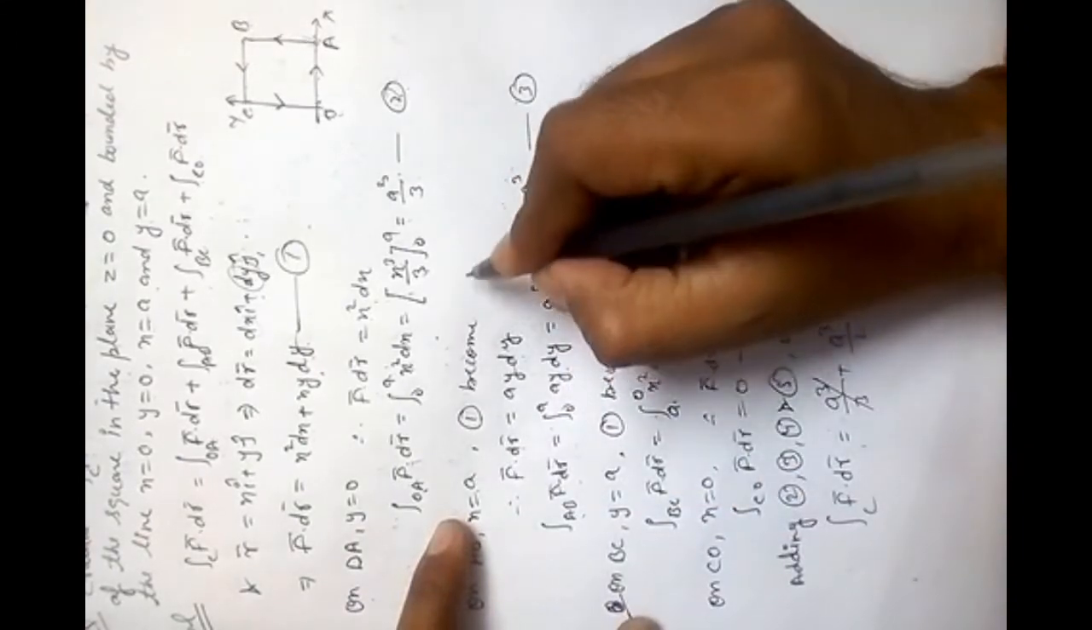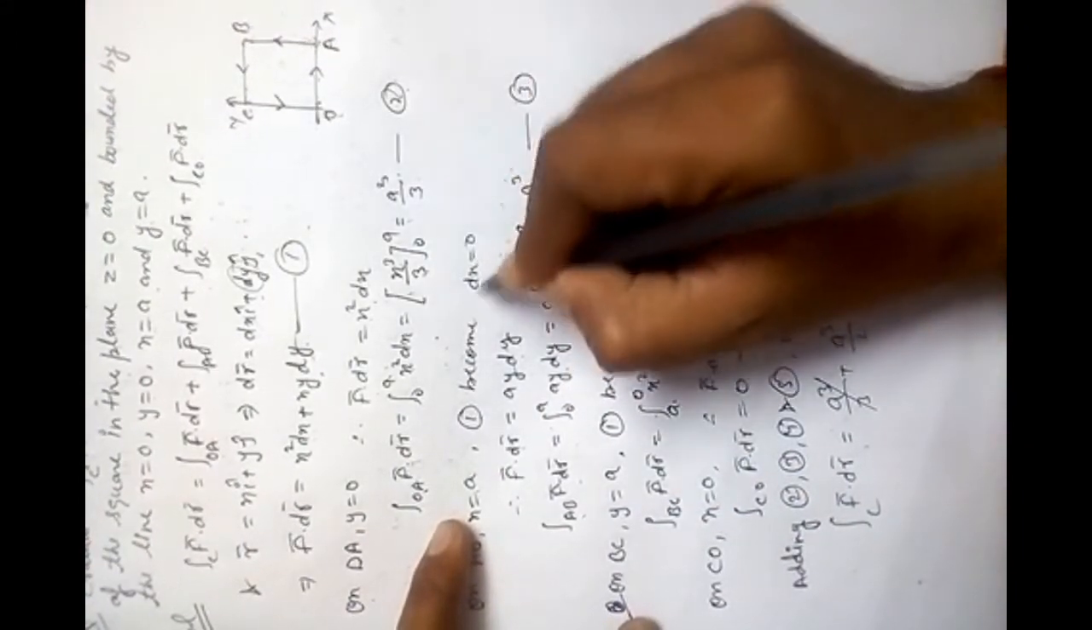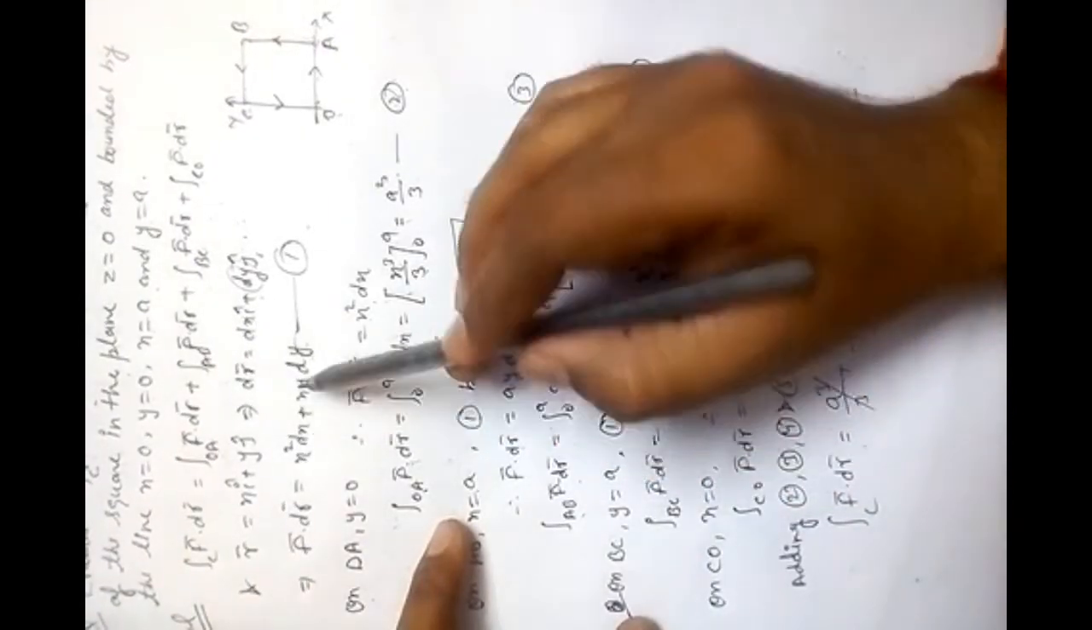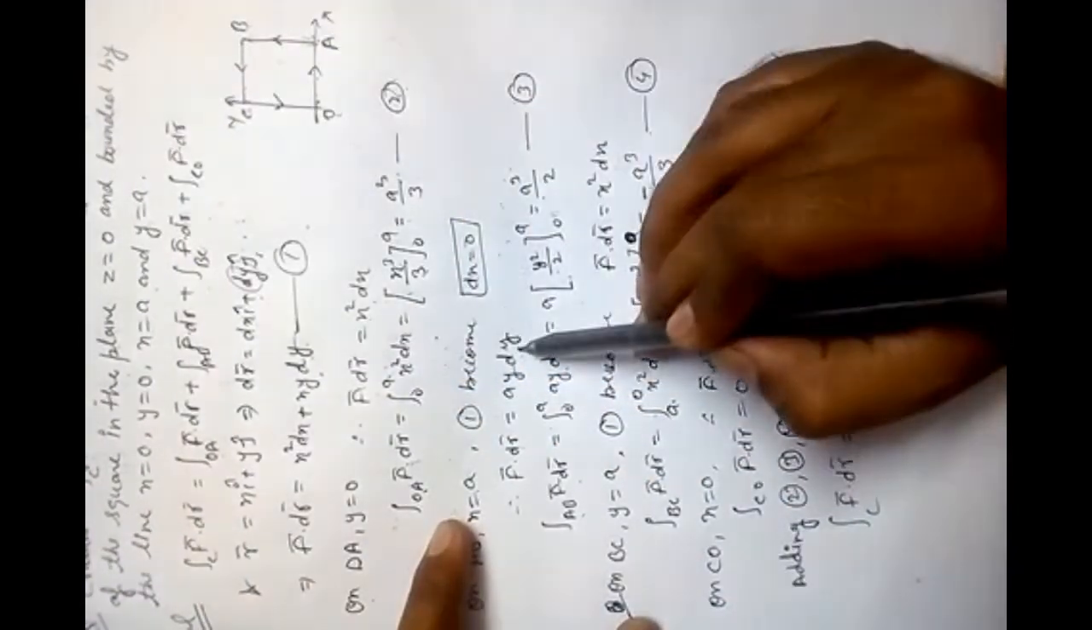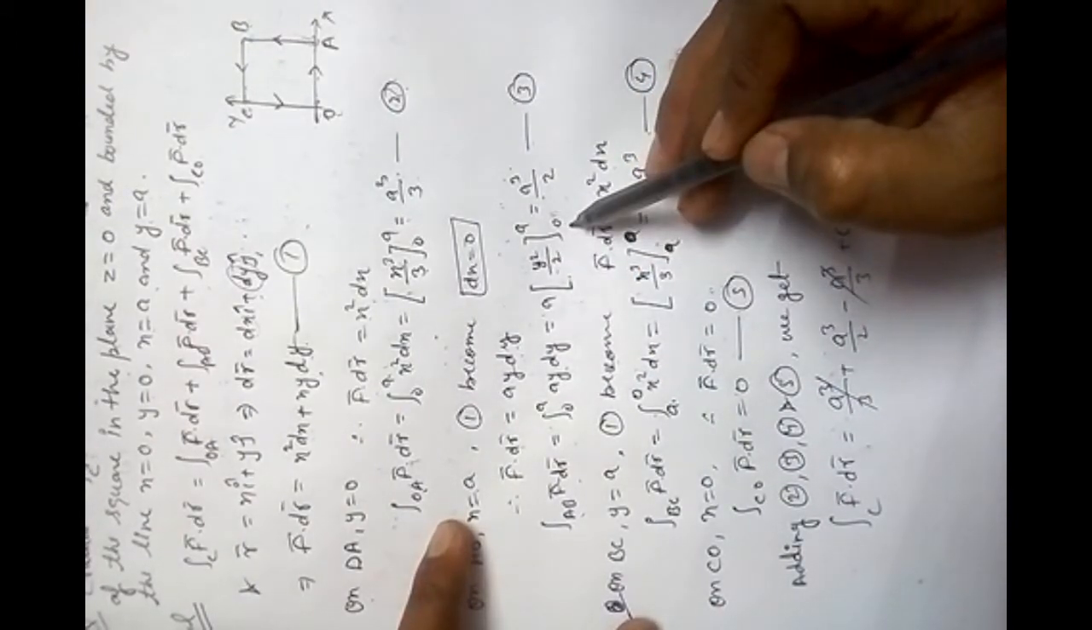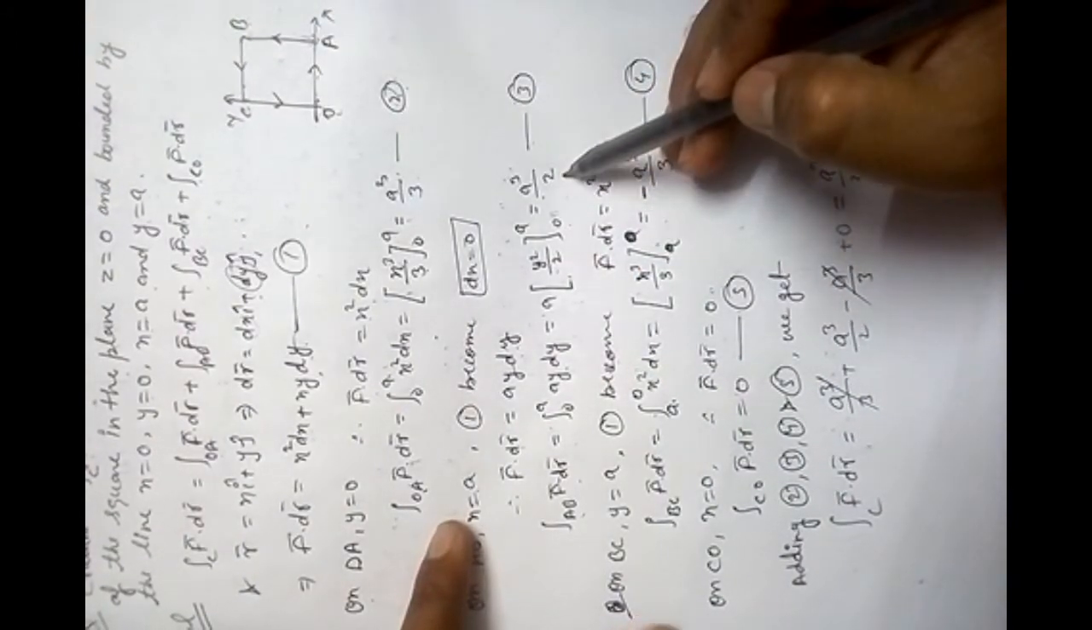x is equal to a, that means dx is equal to 0. So dx is equal to 0, x is equal to a by dy. Integrate this and putting the limit, upper limit minus lower limit, then a cube by 2.